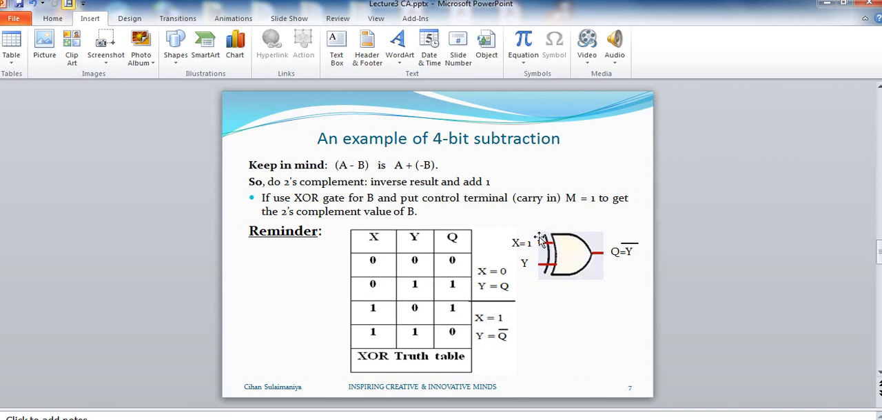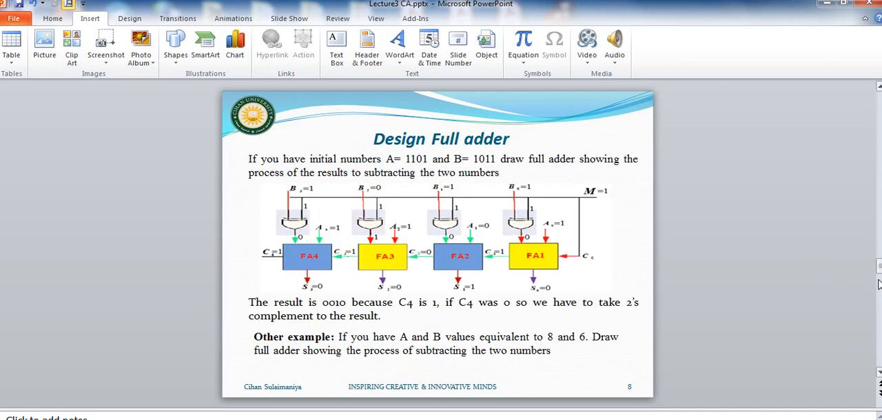Now if we fix x on 1, look here, the result of q will always be p twist of y. So if x is 1, and y is 0, q is the opposite, so it will be 1. If y is 1, q will be the opposite, that will be 0. Now this benefit, we are going to use in the subtraction.